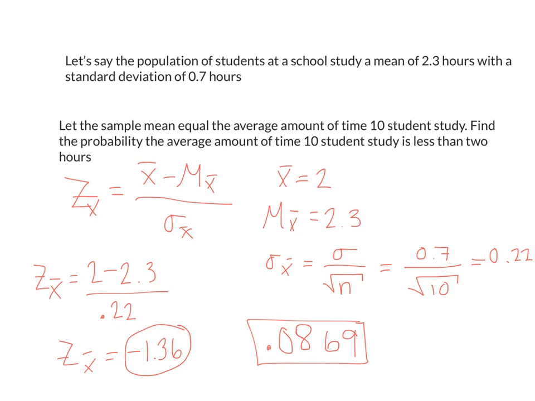So this would be an example of how you would actually use the central limit theorem to find a probability of, instead of one person, the probability of a sample being less than or greater than something.